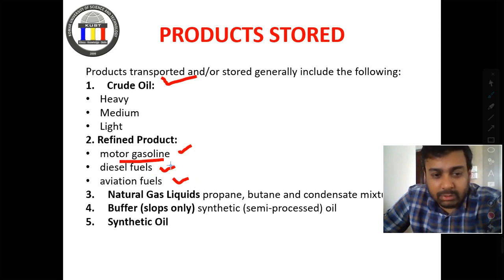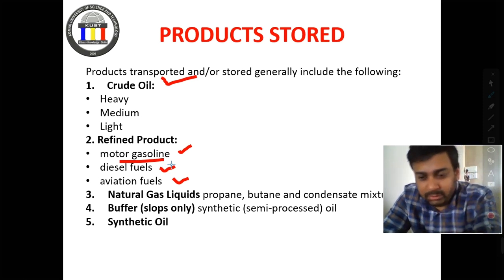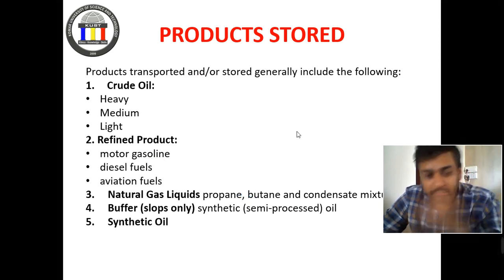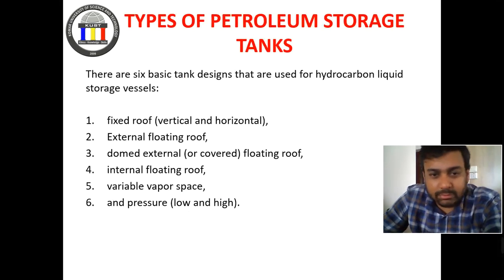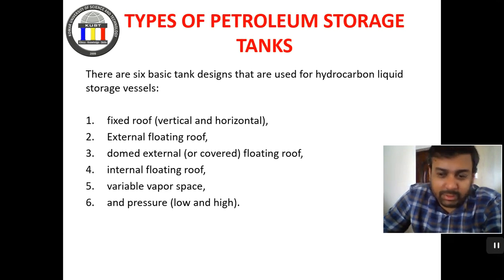For example, you go out here and there are lots of fuel stations in Suleimania, and the gasoline that you put in your car is actually stored somewhere. They put these storage tanks underground. You don't see them, but they are there with safety and all the features. They also need big storage. Then the natural gas liquids, propane, butane, and condensates also need their storage. So we have lots of products that we can store in these storage tanks. Now, the question is what kind of storage tanks we have available. We have six basic types.